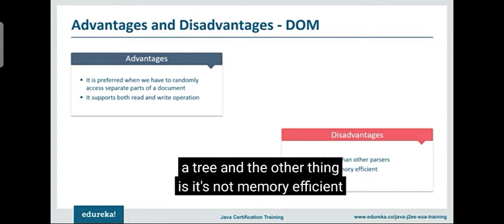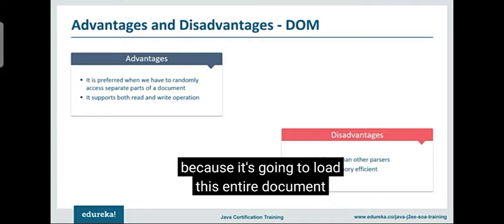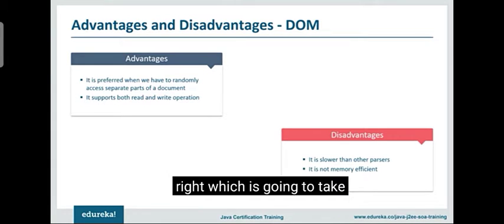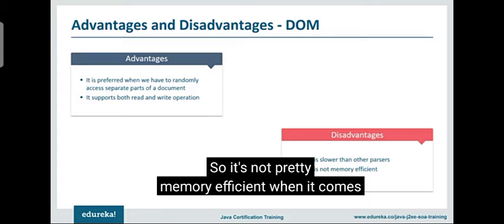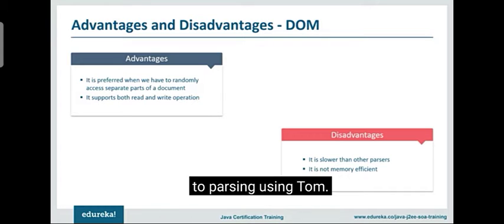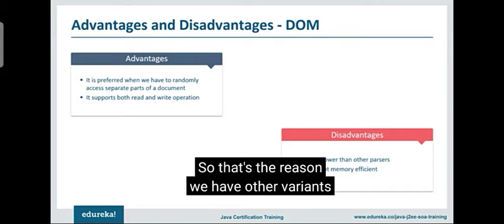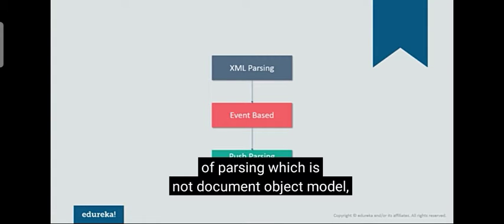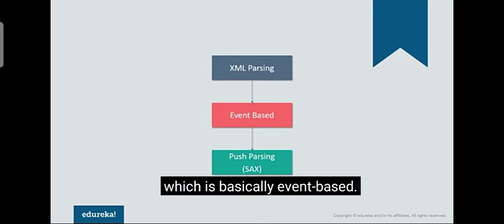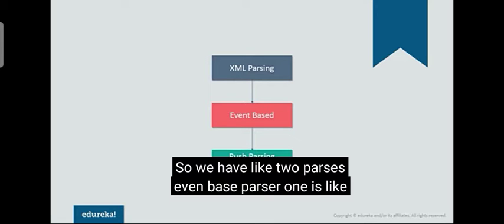And the other thing is it's not memory efficient because it's going to load the entire document into your memory, which is going to take a lot of GBs of memory. So it's not very memory efficient when it comes to parsing using DOM. That's the reason we have other variants of parsing, which are not the Document Object Model, but are event based. So we have two event based parsers.